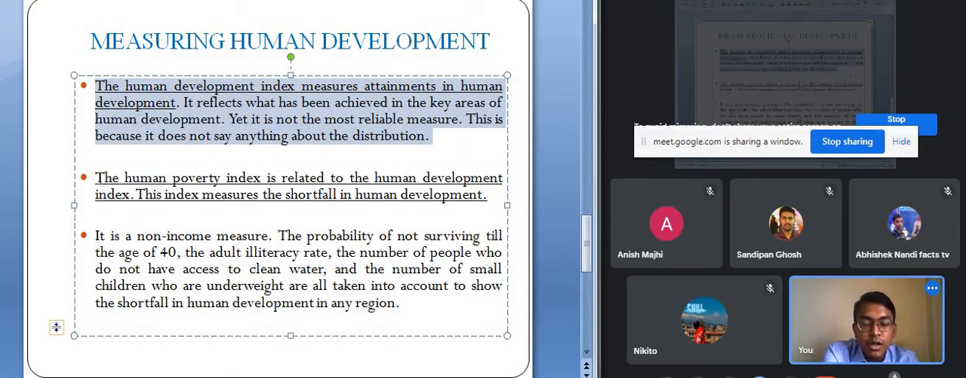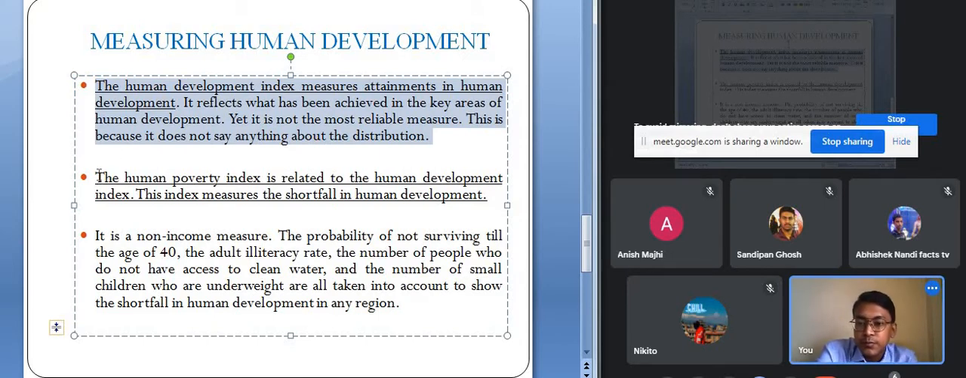In order to cross-examine, we have the Human Development Index to measure the level of human development. In order to measure the shortfall, meaning the areas in which the people have not achieved, we also prepared the Human Poverty Index. The Human Poverty Index basically provides us information about the shortfall. That means it tells us what the people have not been able to achieve.